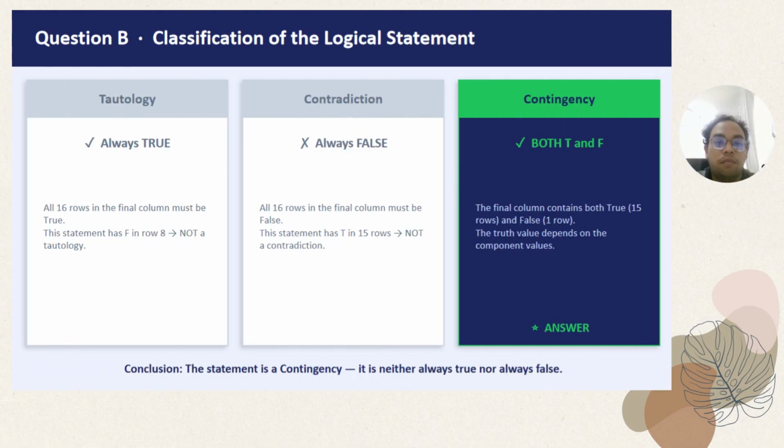Okay, for question B, we need to determine whether the statement is a tautology, a contradiction, or a contingency.